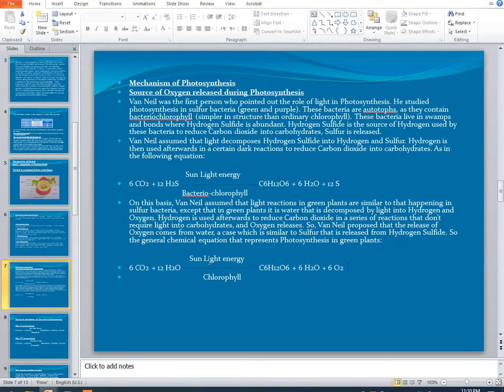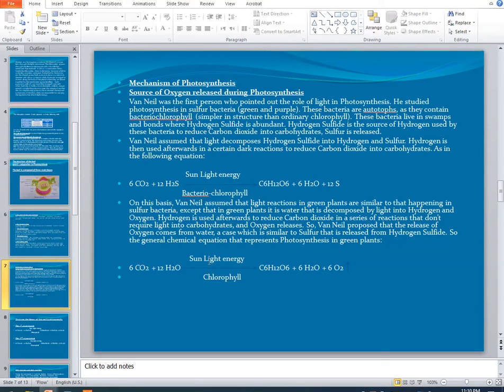Hydrogen is then used afterwards in a certain dark reaction to reduce carbon dioxide into carbohydrates. For the following equation: 6CO2 plus 12H2S, with the help of absorbing light energy and the bacterial chlorophyll, the bacteria can make glucose, C6H12O6, plus 6 water molecules and release the sulfur. On this basis, Van Niel assumed that the light reaction in green plants is similar to that happening in sulfur bacteria, except that in green plants, water is the source of hydrogen.